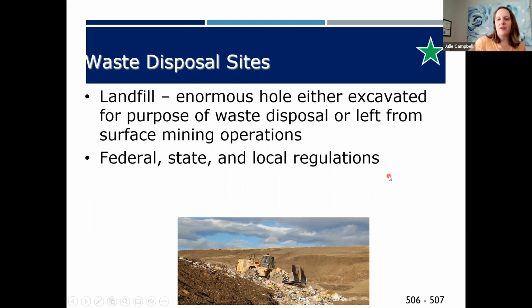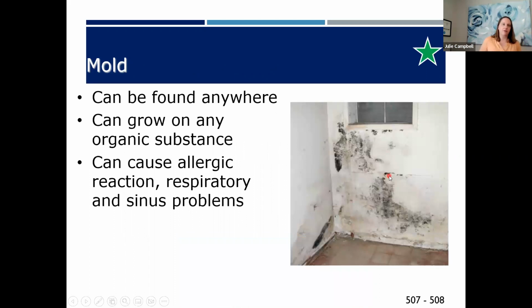Another super scary environmental issue is mold. Mold is everywhere. Y'all, let's take a big deep breath together. Everybody ready? 1, 2, 3. I guarantee you just breathed in some kind of mold spore. Sorry. Mold is everywhere. And mold ranges.